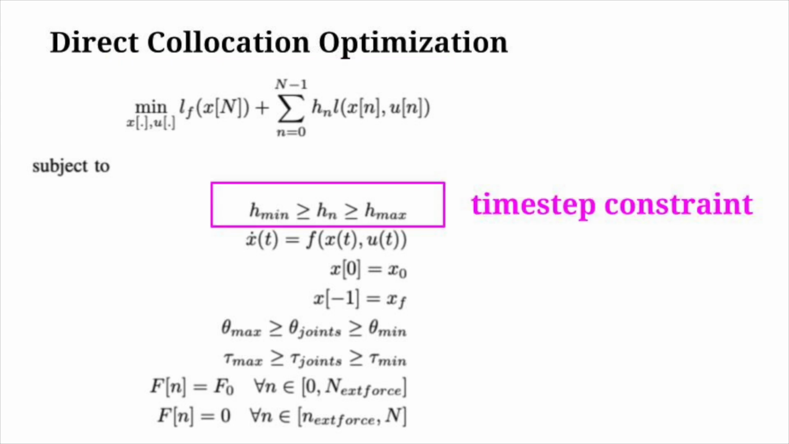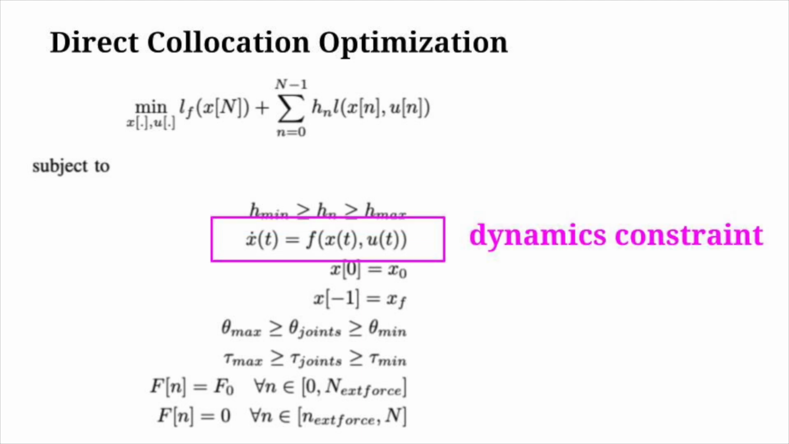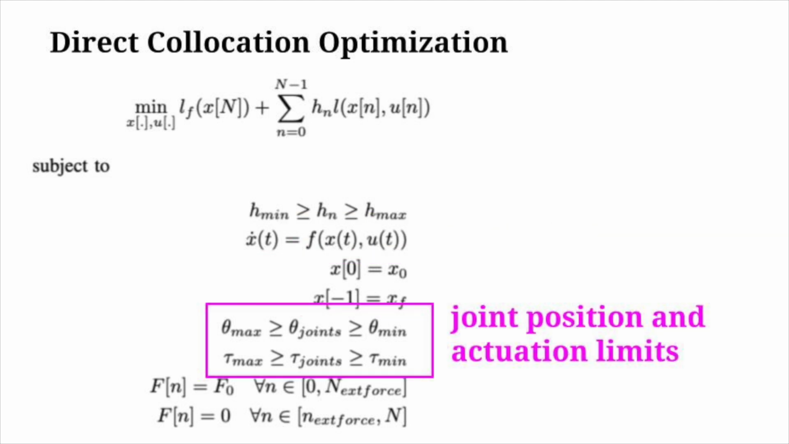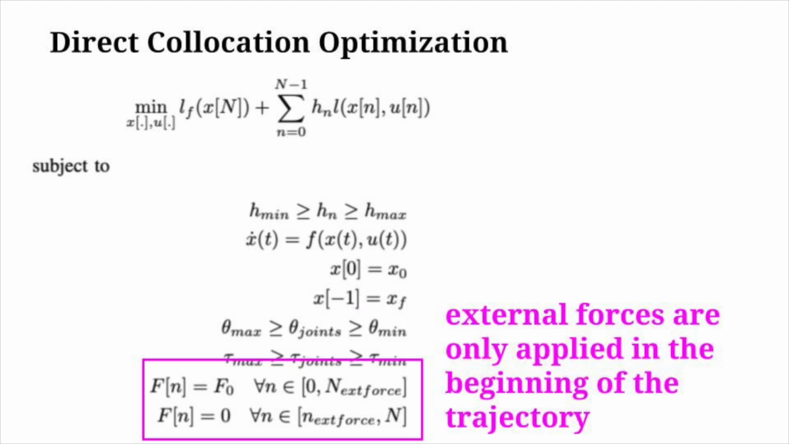The optimization is done under the following constraints. We constrain the range of time between 2 collocation points, system dynamics, initial and final positions, joint position and actuation limits, and the duration and vector values for the external forces applied at the beginning of the trajectory.